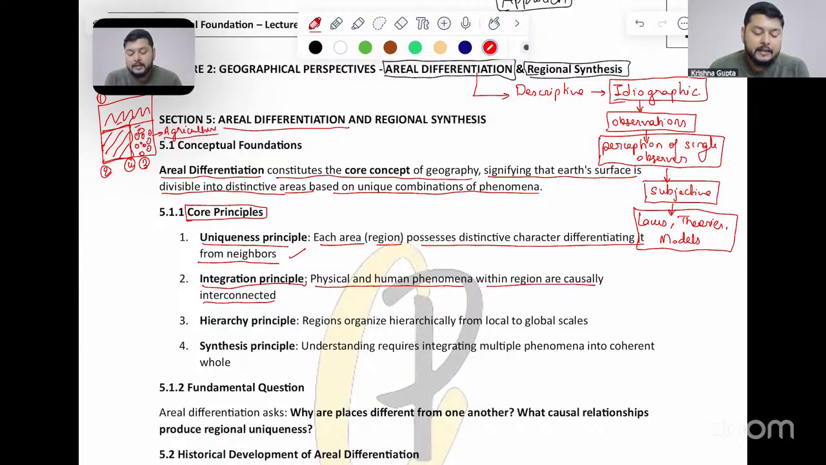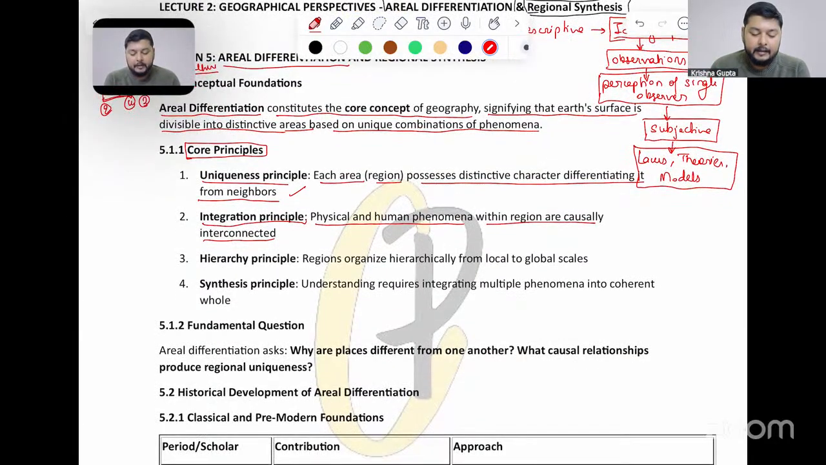So under this agriculture, what kind of crop is there? What are the economic activities taking place in the region? So all these things were taken into consideration, which was integrating the physical and the human phenomena. Then the hierarchy principle: regions organize hierarchically from local to global scale.